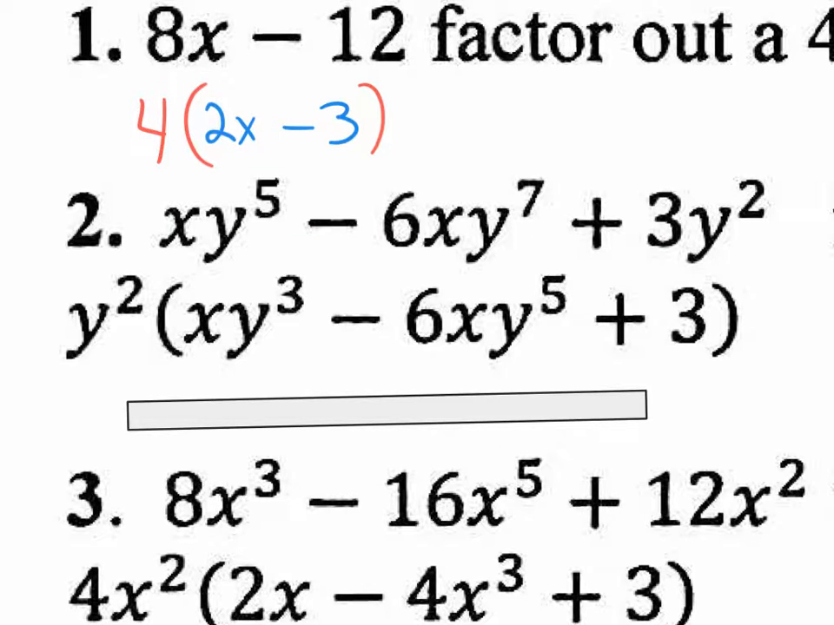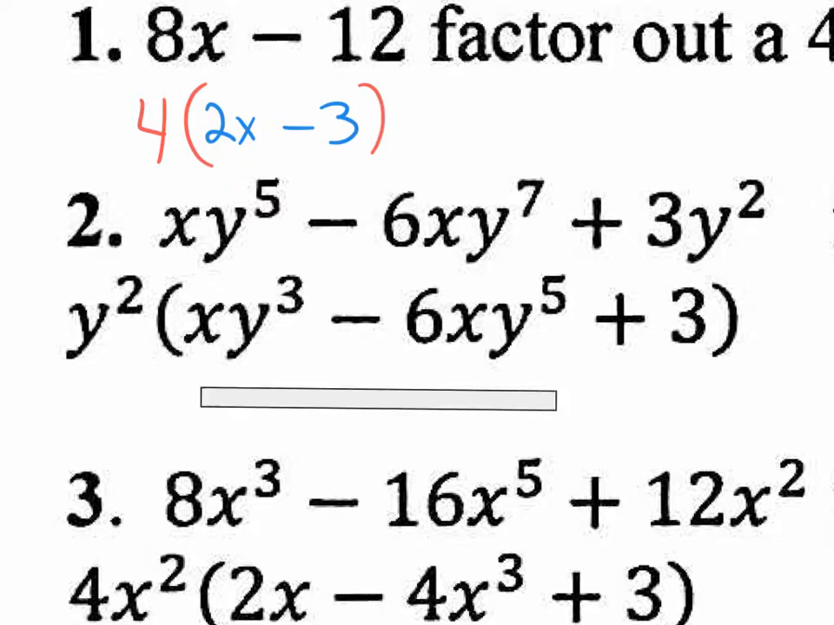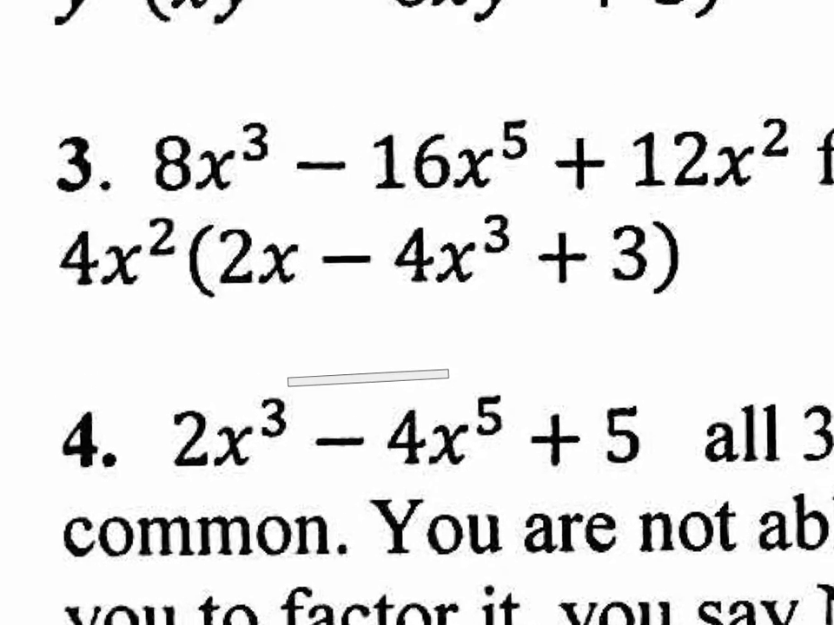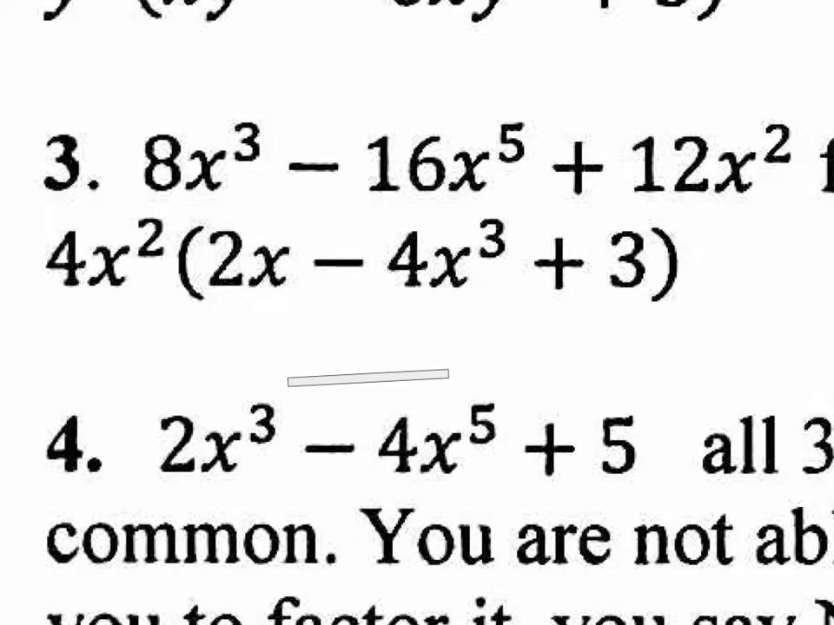Okay? So these are all examples. We haven't even tried any yet. You're just seeing how I've been doing these. Let's look at number 3 here. Okay, so number 3, here's another example. I have 8x to the third, minus 16x to the fifth, and I have a 12x to the second.